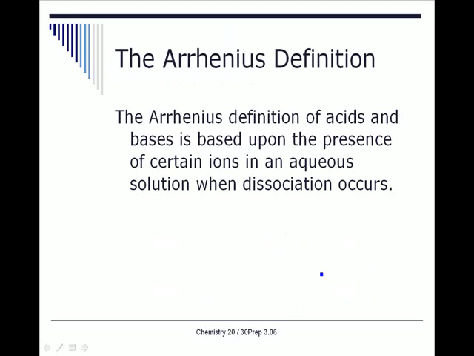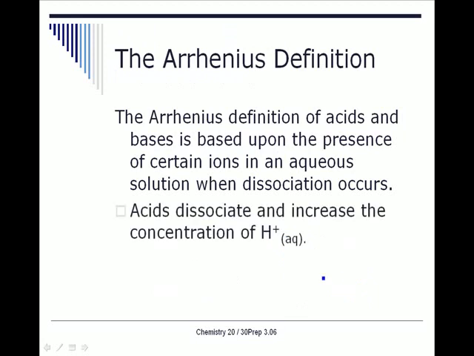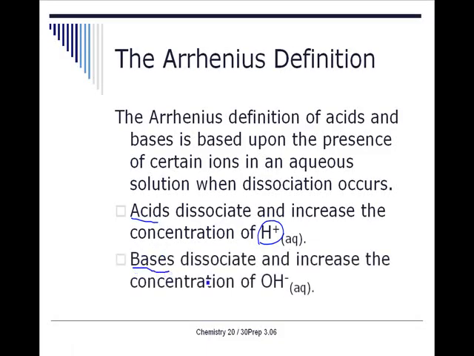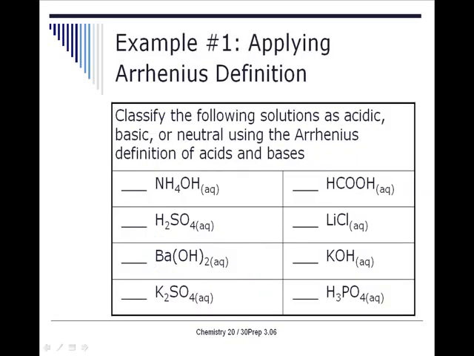And so this was used to form the first definition for acids and bases, the Arrhenius definition of acids and bases, based upon the presence of certain ions in aqueous solution. Acids increase the concentration of hydronium ions. So acids produce hydronium, whereas bases dissociate to produce hydroxide. So just by using that general idea, we can go through a bunch of compounds and see whether or not they're acidic or basic just by looking at how they dissociate.